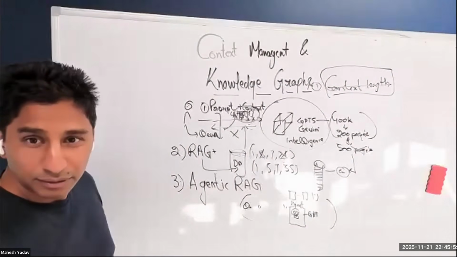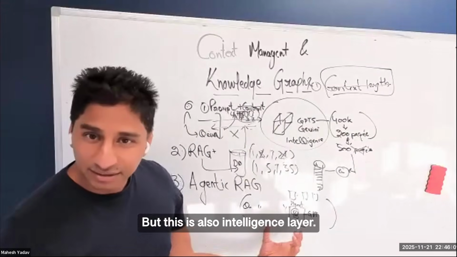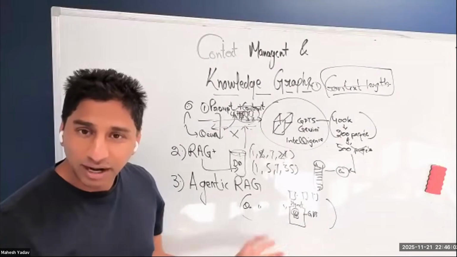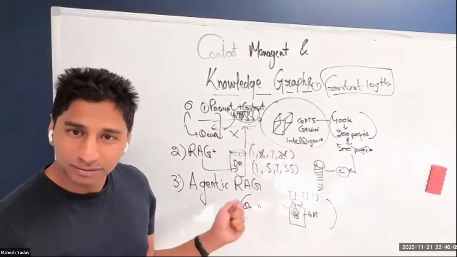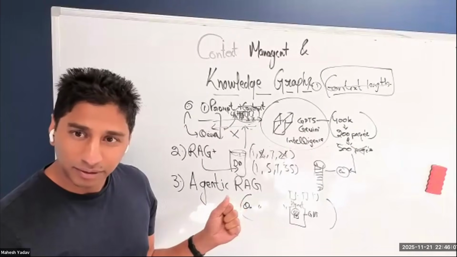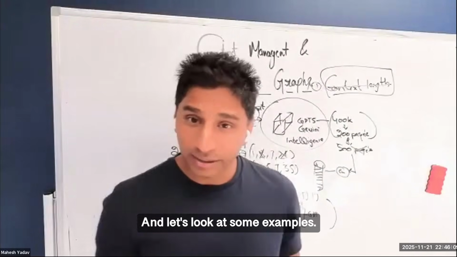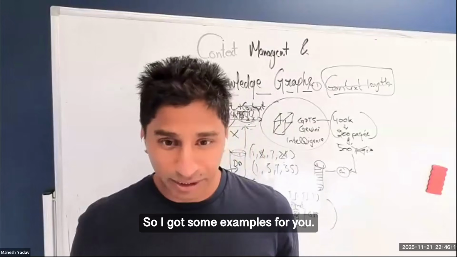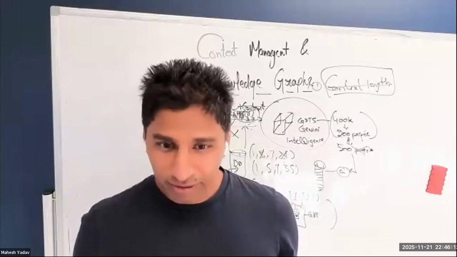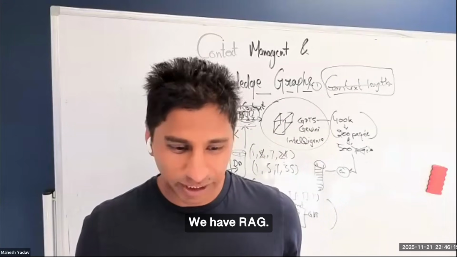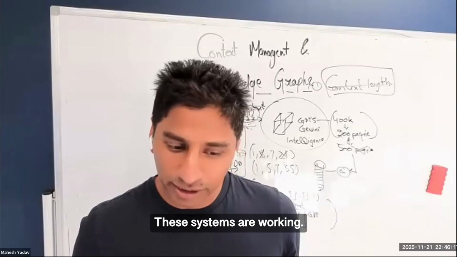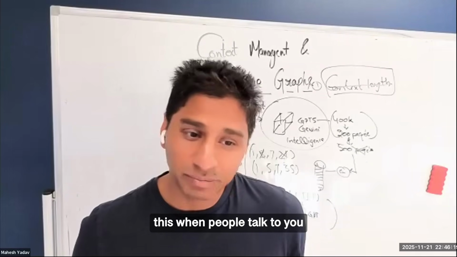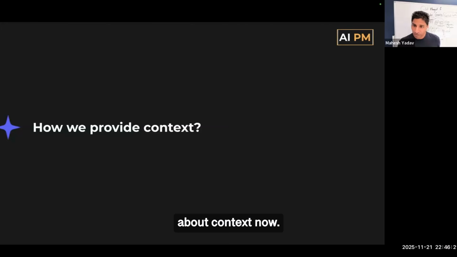Right? But this is also an intelligence layer. There's no human involved, and this can fail too. Good. Let's look at some examples. I got some examples for you. So this is good. We have RAG, we have Agentic RAG. These systems are working. And you can discuss all this when people talk to you about context now, that, hey, I know about RAG, I know about Agentic RAG.